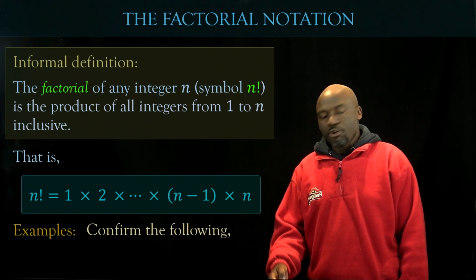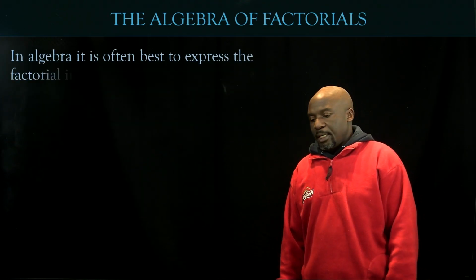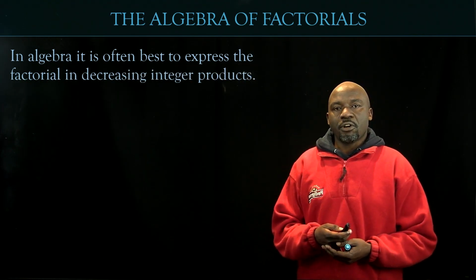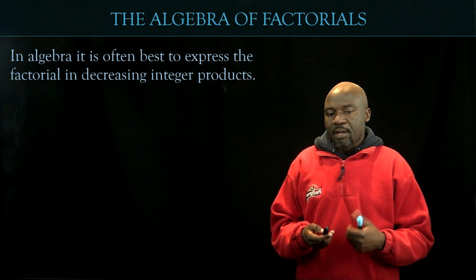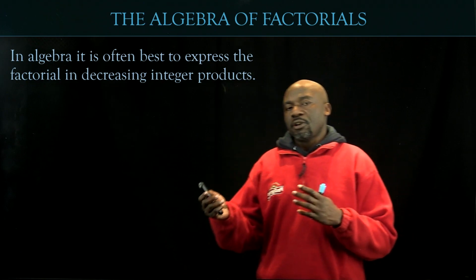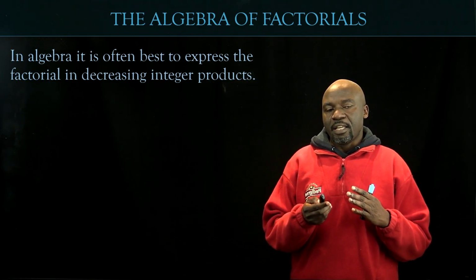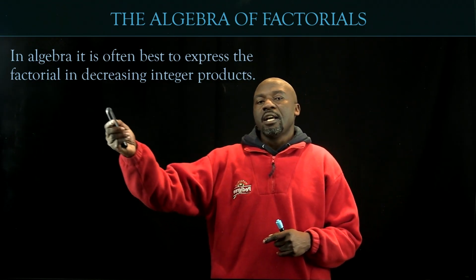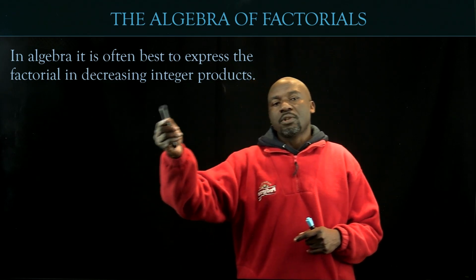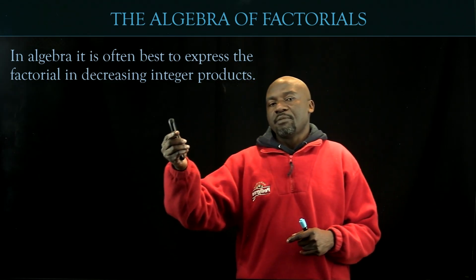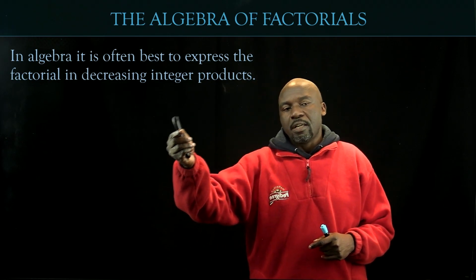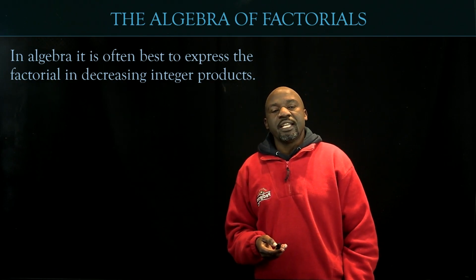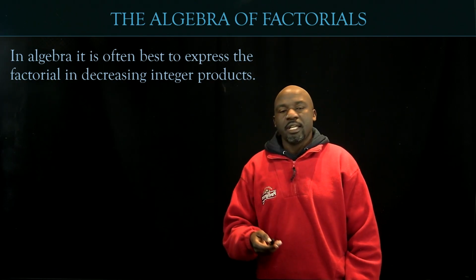Pretty straightforward, okay? Now, in normal calculation, when we are met with an expression involving factorials, it's better to write the factorial in descending integer products. That means in decreasing integer products as opposed to increasing. So instead of writing 5 factorial as 1 times 2 times 3 times 4 times 5, we would rather start by saying 5 times 4 times 3 times 2 times 1. So we want to write it in decreasing integer products as opposed to increasing integer products.